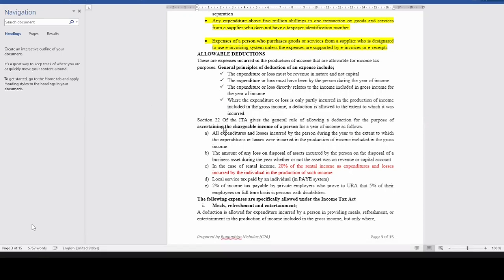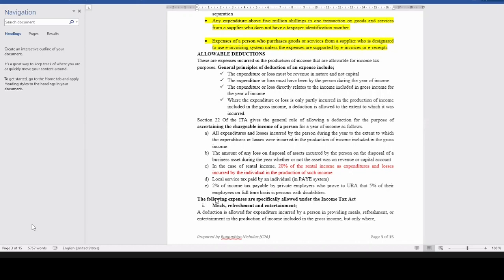Guys, you repeat. You'll go through them. Then the specific local what? Service tax. Yes? Local service tax paid by an individual. Yes, that is true, but it relates to an individual. What else? All expenditures and losses incurred by the person during the year, to the extent to which the expenditures or losses were incurred in the production of income included in the gross income.